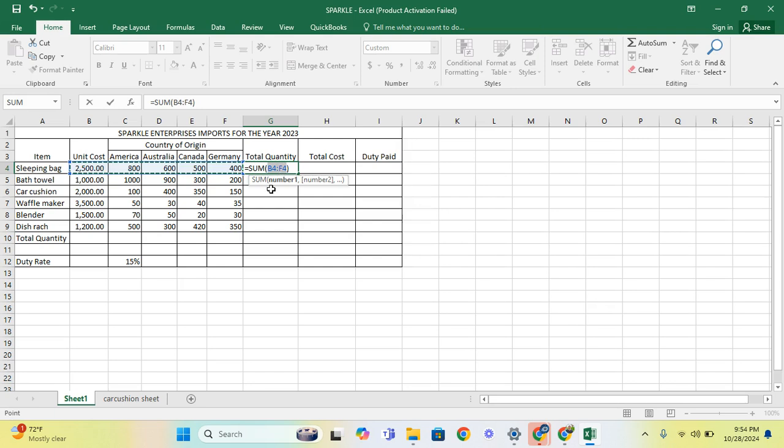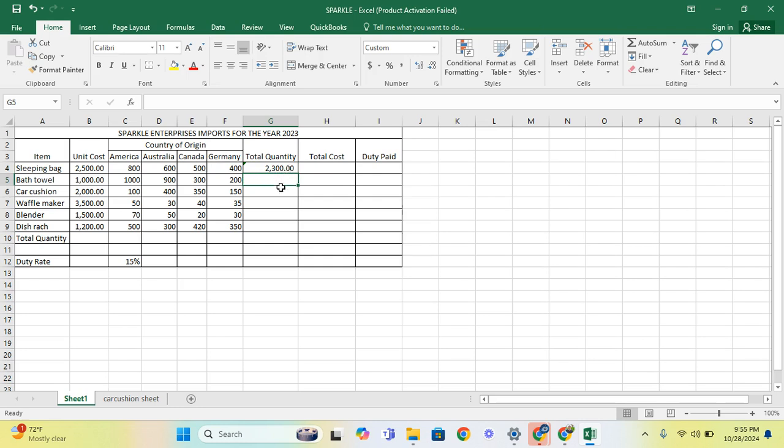So I will use Alt and then equals. When I use Alt equals, you see it's highlighting the cells, but I don't need cell B4, and therefore I have to edit B4 here. Instead of having B4, I want C4. When you click enter, you can see I now have the total, that is 800 plus 600 plus 500 plus 400, you get 2300.